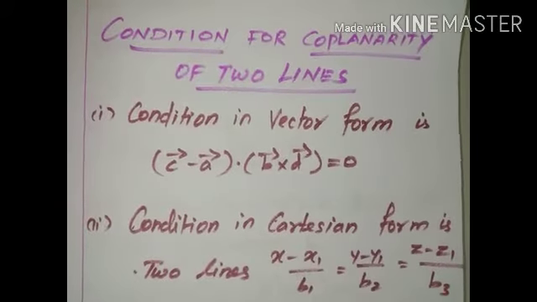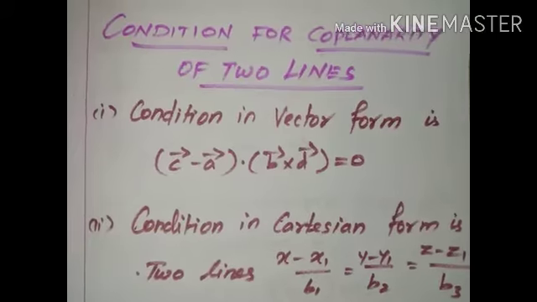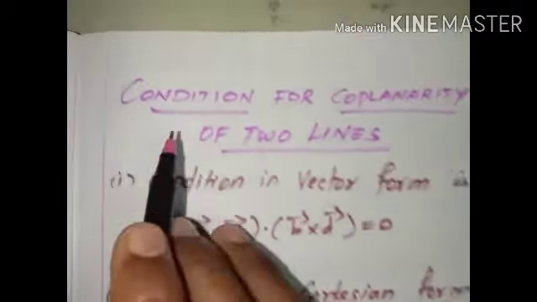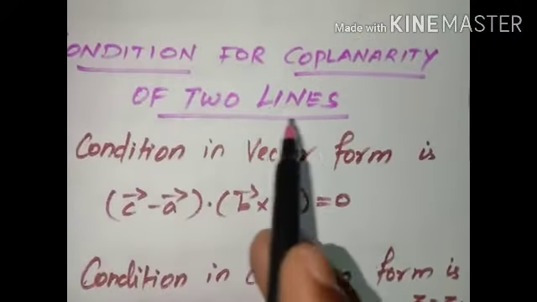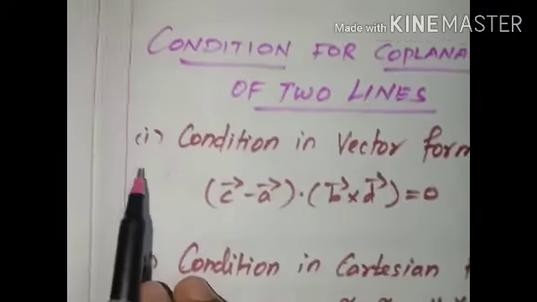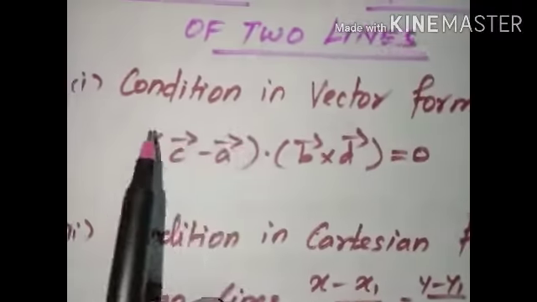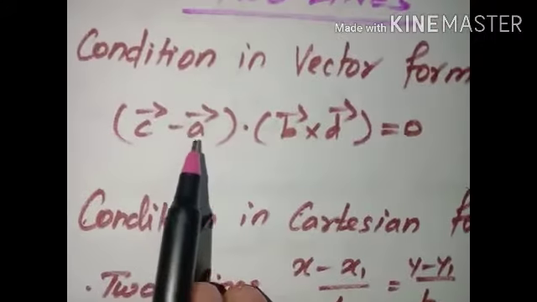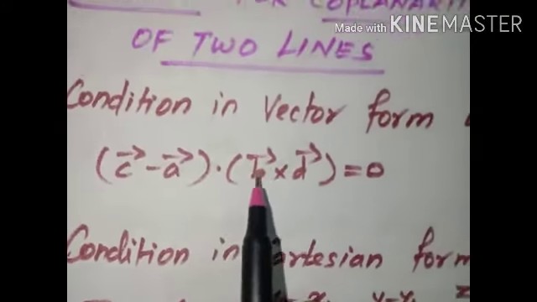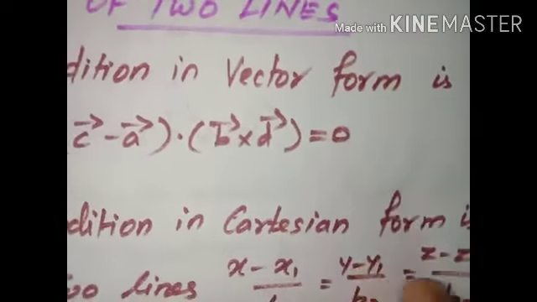Hi students, I am going to start the exercise 6.8 introduction video. The introduction topic is the condition for coplanarity of two lines. The first condition, in vector form, is (C vector minus A vector) dot (B vector cross D vector) equal to 0.